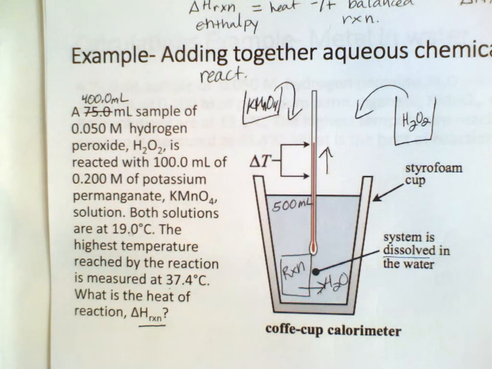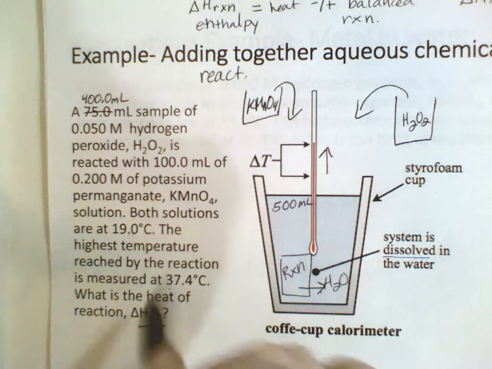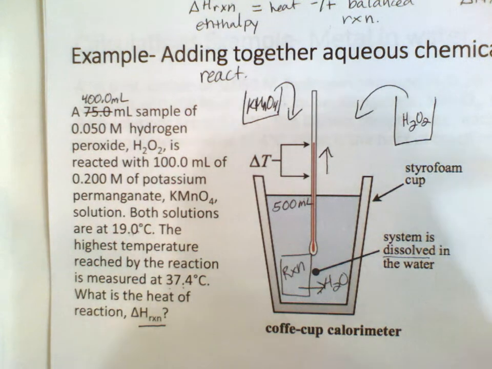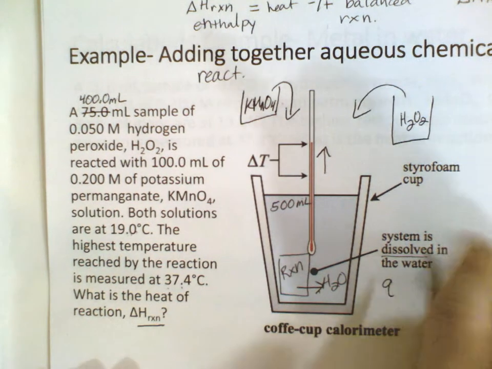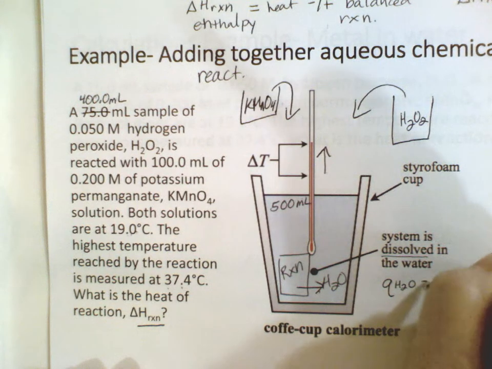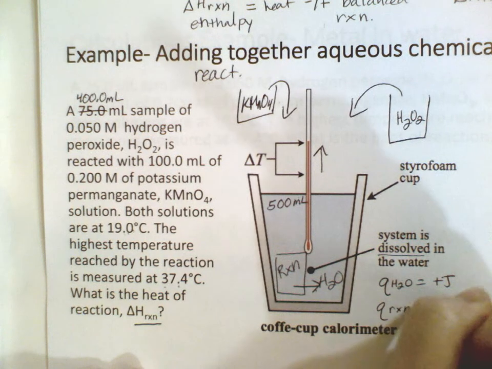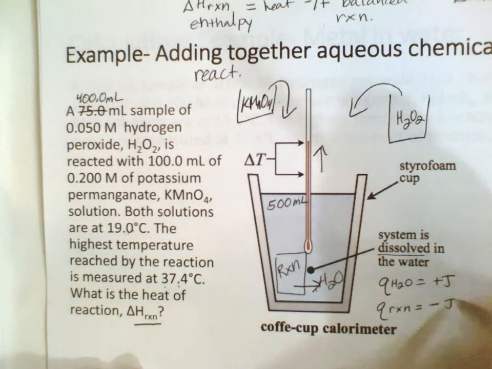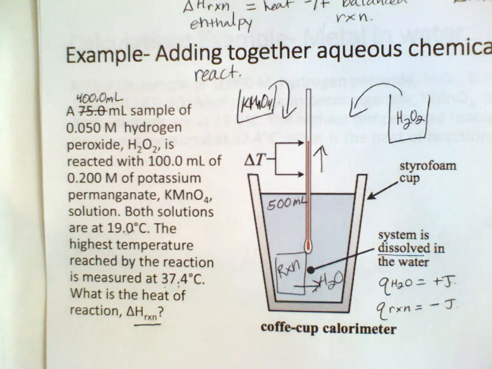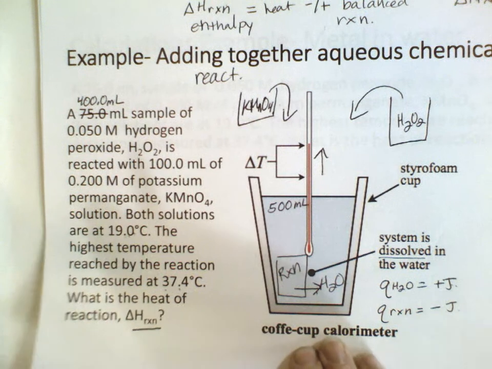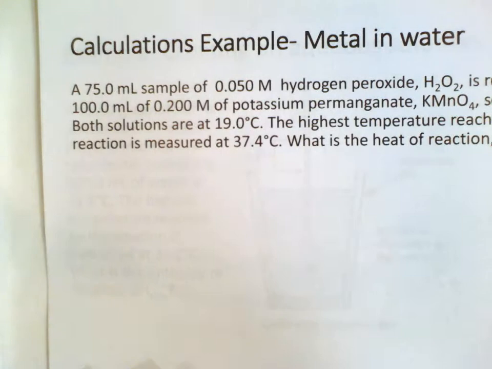Okay, so if this wasn't in a styrofoam container, if it was in a beaker, we would feel it, and the beaker would feel warm to us because it's giving off that energy and heating up. So that means that our Q for our water is going to be a positive number of joules, and our Q for our reaction is going to be a negative number of joules. And again, those two values will be the same as each other. So let's look at how we set up the problem here.